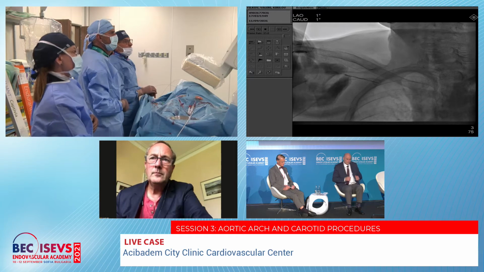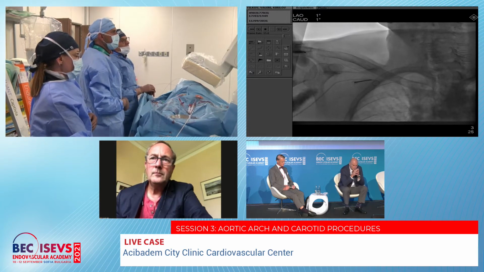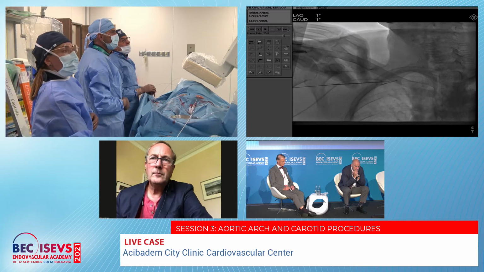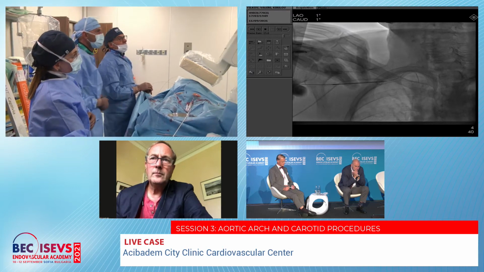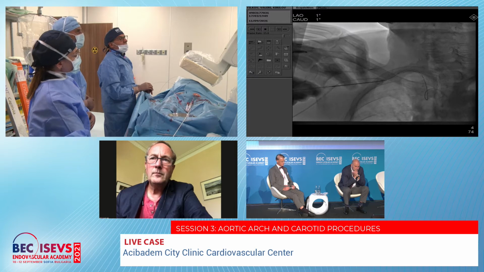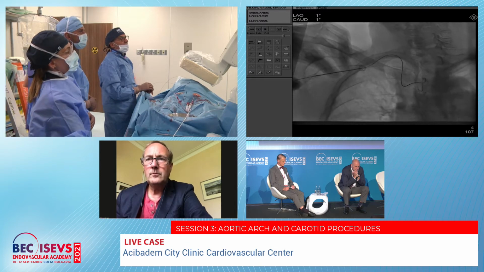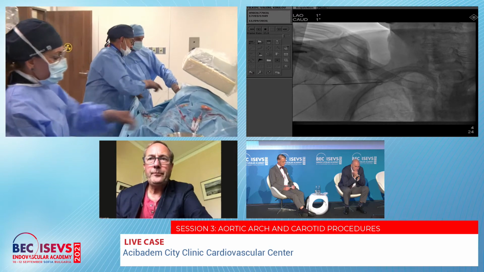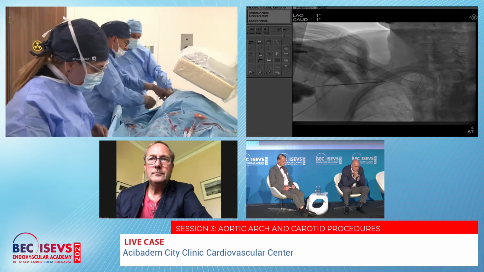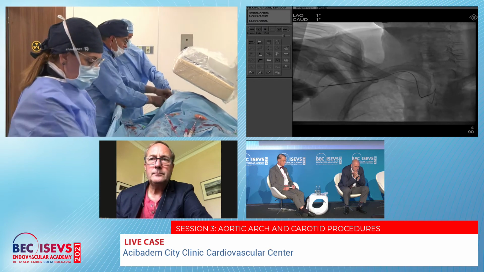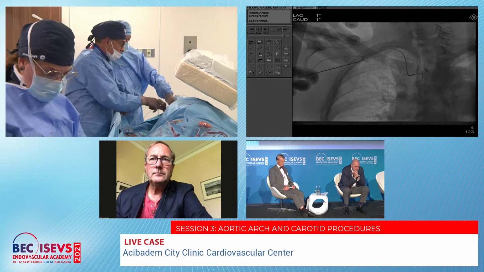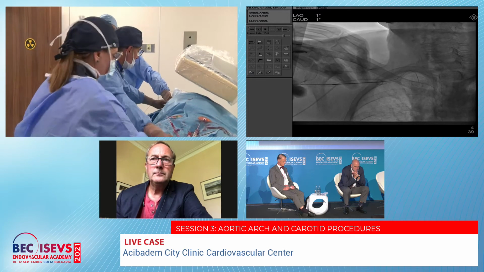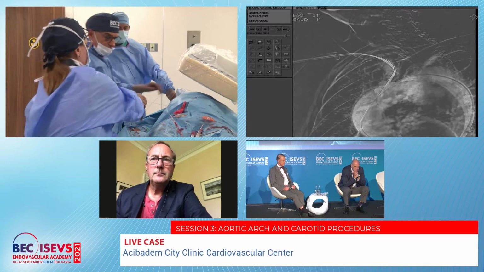So we are using the pigtail from the right radial artery, and the head of the pigtail is within the subclavian artery, and we are using the head of the pigtail as a target for puncture, in order to facilitate safety. Yes, for safety and an easier way to puncture it. So we are changing now the sheath for the endograft.